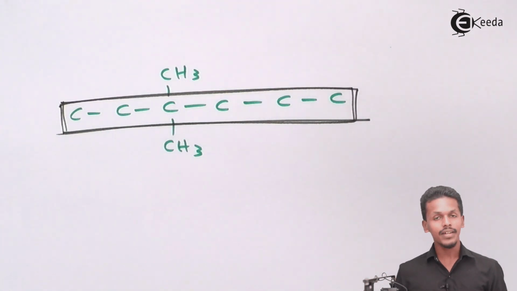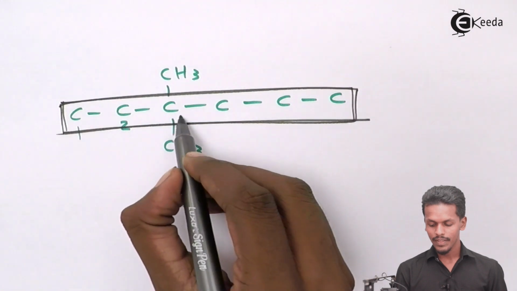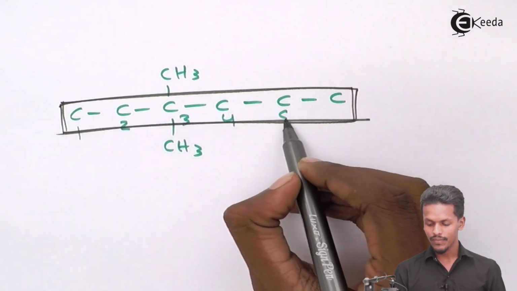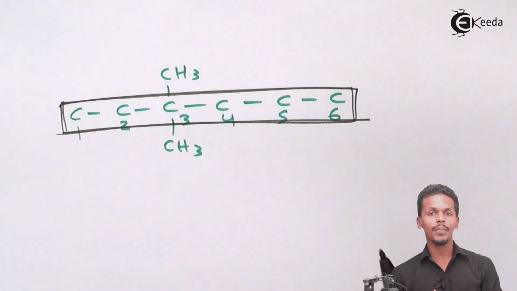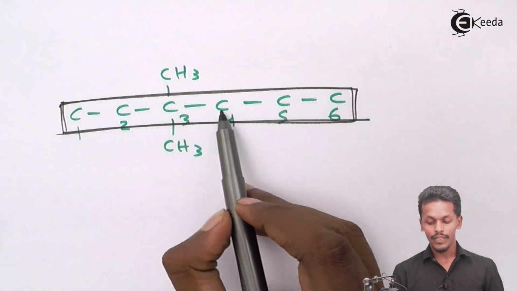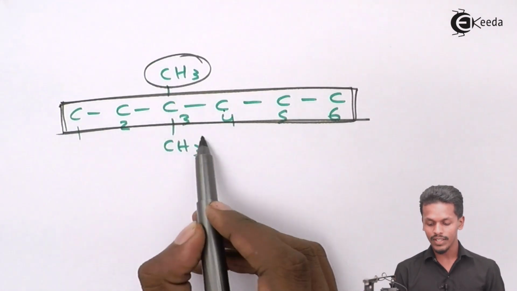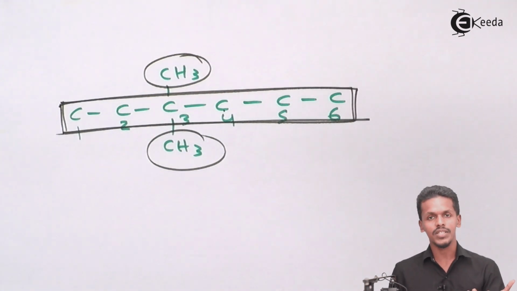So we could number this carbon as 1, 2, 3, 4, 5 and 6. Because if we had numbered from right to left, then this would have been 1, 2, 3, 4, and this substituent would have got the fourth number. But now we have followed the lowest number rule and given the lowest number to the substituent. So this is the third position of the substituent that we have.